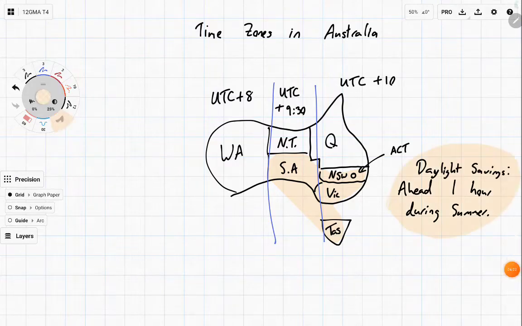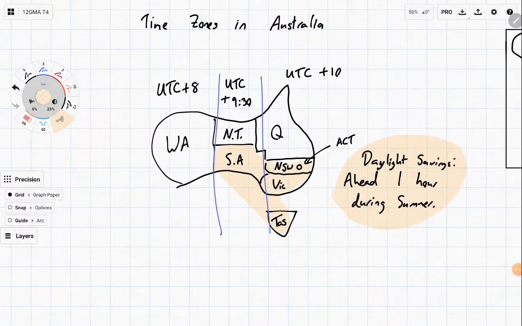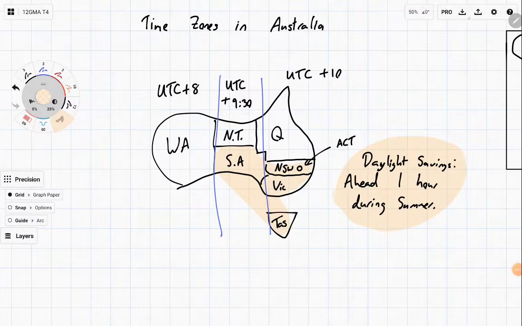Alrighty, so in Australia we have 3 time zones most of the time. However, during summer, New South Wales, ACT, Victoria, and Tasmania are all 1 hour ahead, which would take them to UTC plus 11 because they're at plus 10, plus 1 hour is plus 11. And for South Australia during daylight savings, it will be plus 10:30, which means that during summer, South Australia is actually ahead of Queensland because Queensland's always UTC plus 10 whole year round.